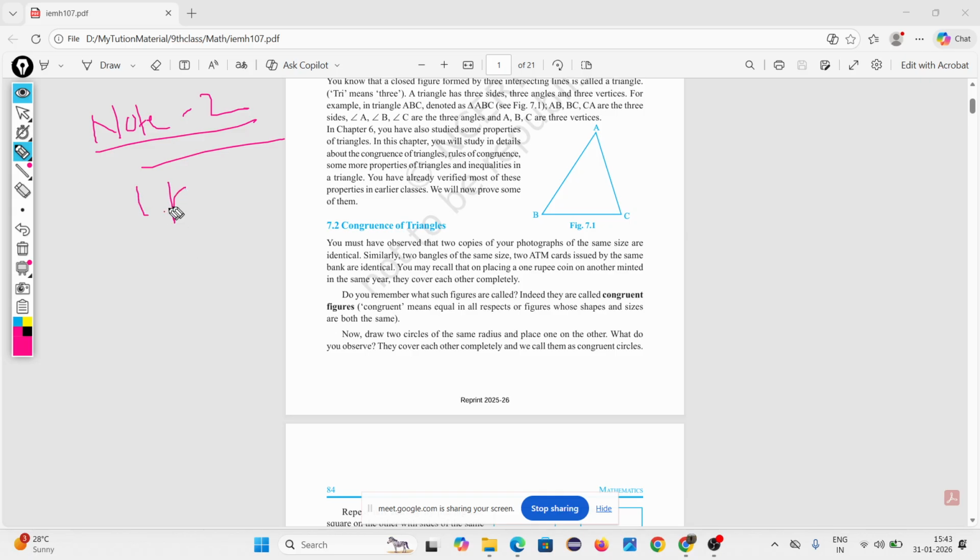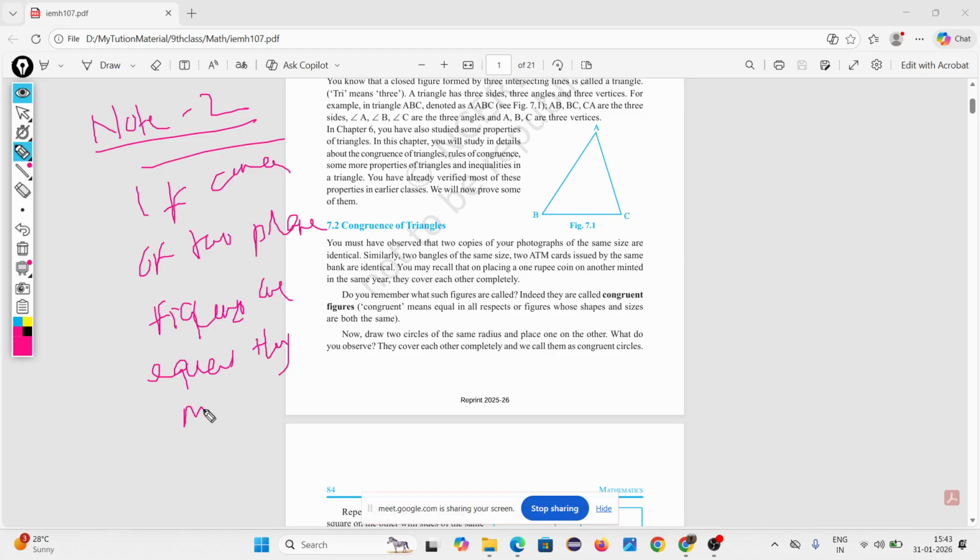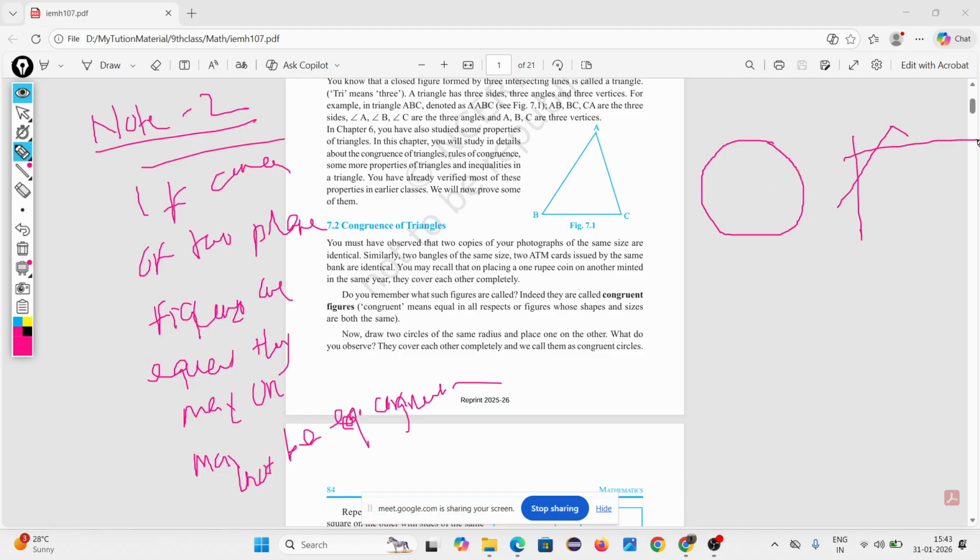But note number 2. If the areas of two plane figures are equal, they may or may not be congruent. Look, like this is a circle and this is a rectangle, both having 320 meter square.